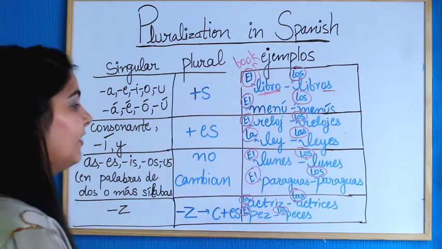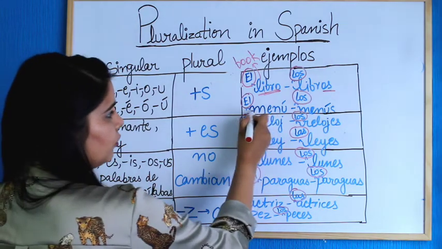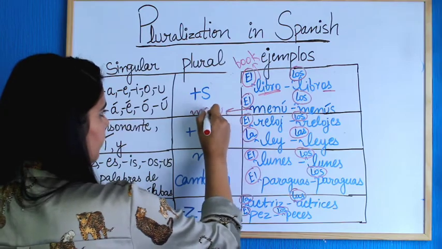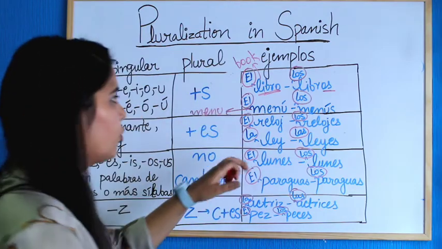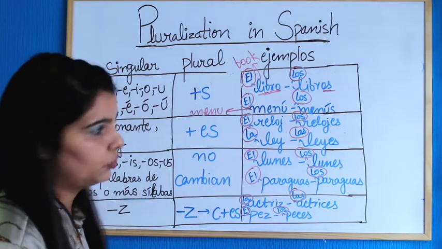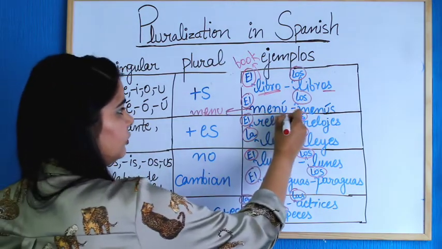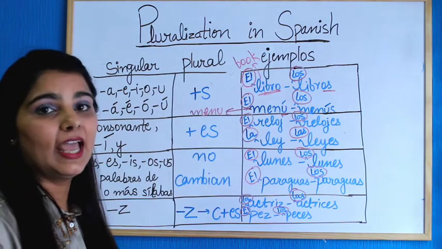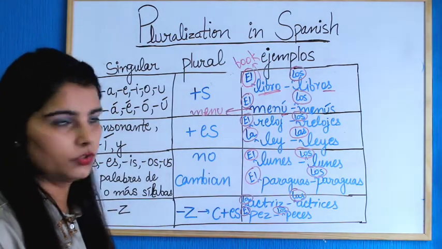Okay, and the other example is el menú. Menú is like menu, like in a restaurant we have a menu. So el menú has the plural form los menús. I'm putting stress on the u because it has the accent mark, so it's el menú or los menús.